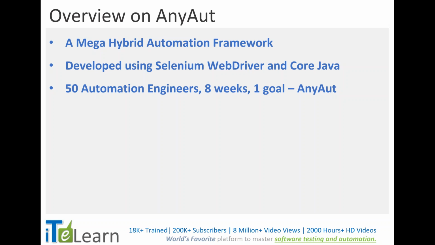We, as a team of about 50 automation engineers over the globe, majority of them in the US, and the second most popular country that comes to us is between India and UK. Over 8 weeks, we developed one application. That was one goal, AnyAuth, and an amazing team.